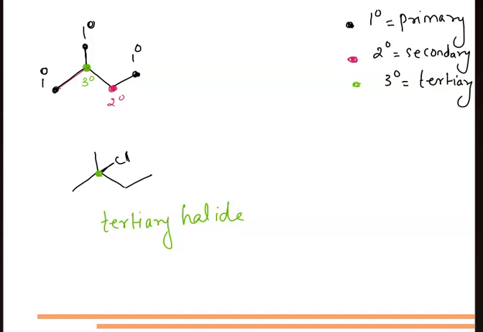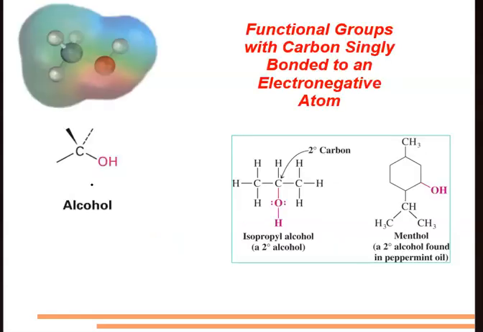If it were attached to the secondary carbon atom, here, this will be called a secondary halide because it's attached to a secondary carbon atom. All right, so that's about halogens. Moving on to the next one.